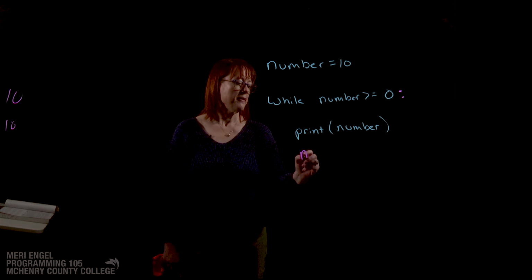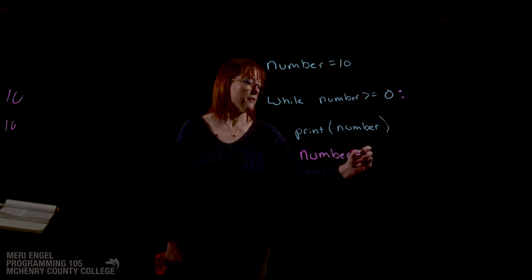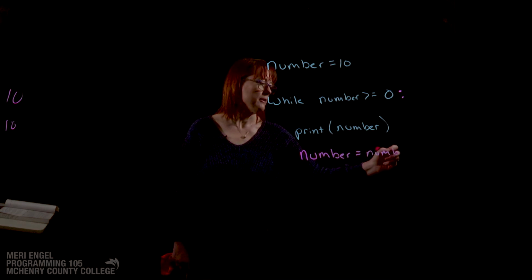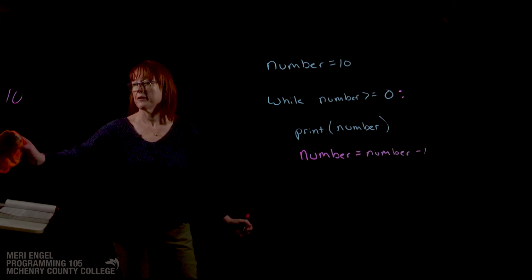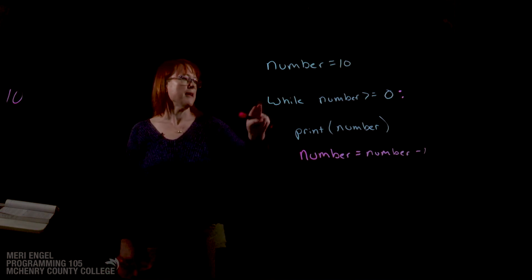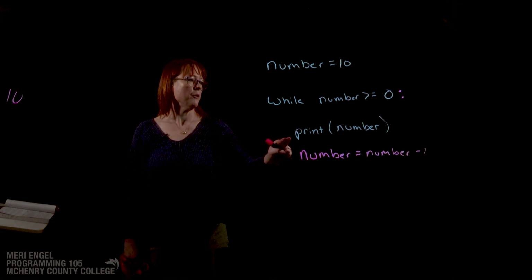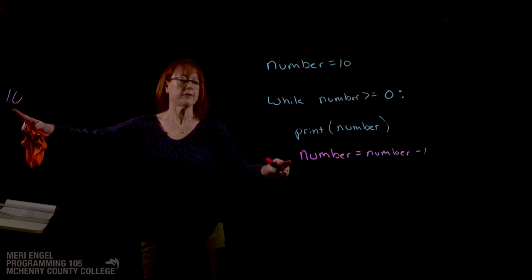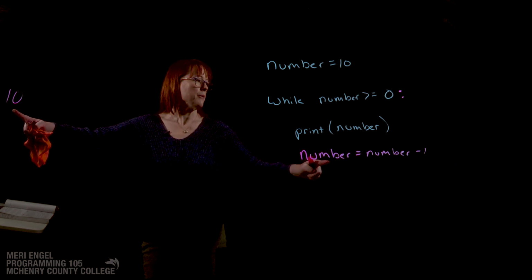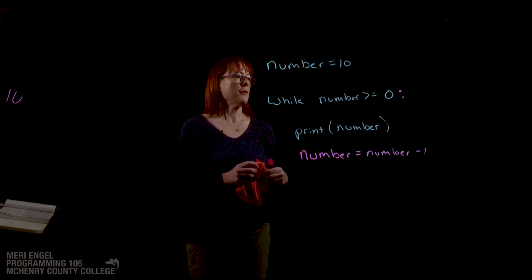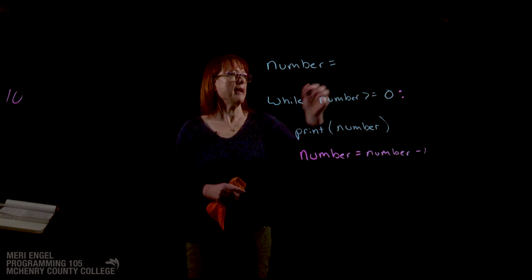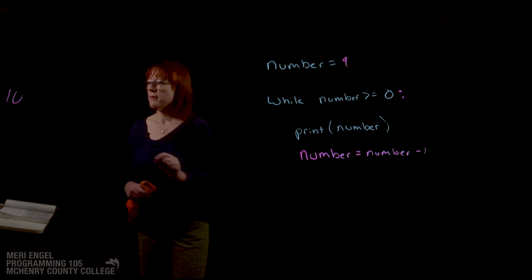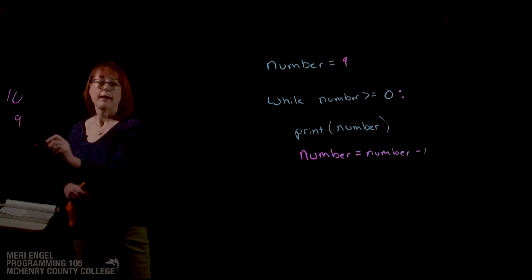So we'll do number equals number minus 1. So the first time we go through this, number is 10. While it's greater than or equal to 0, we print number. 10's on the screen. Now, number equals number minus 1. So in our point in memory, this has turned into 9, which will print up here. And we will keep going.